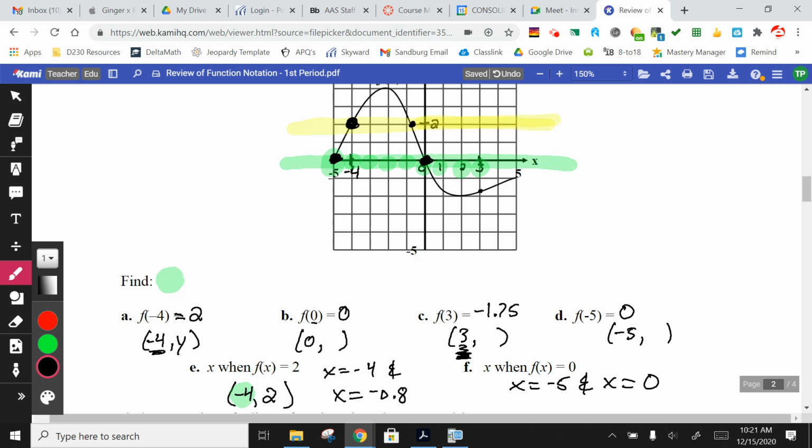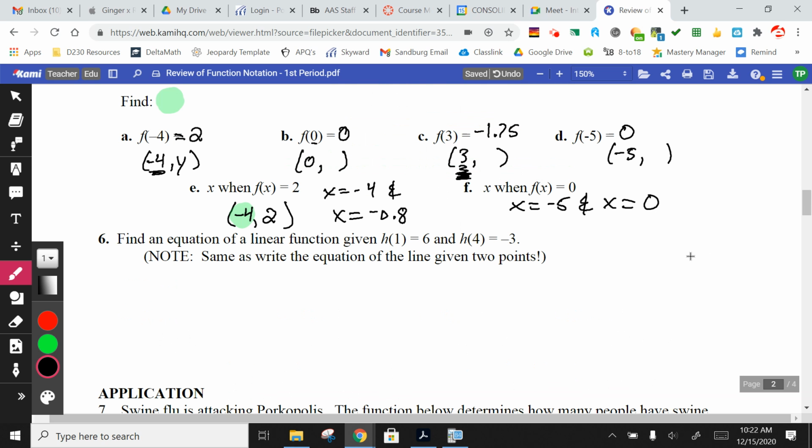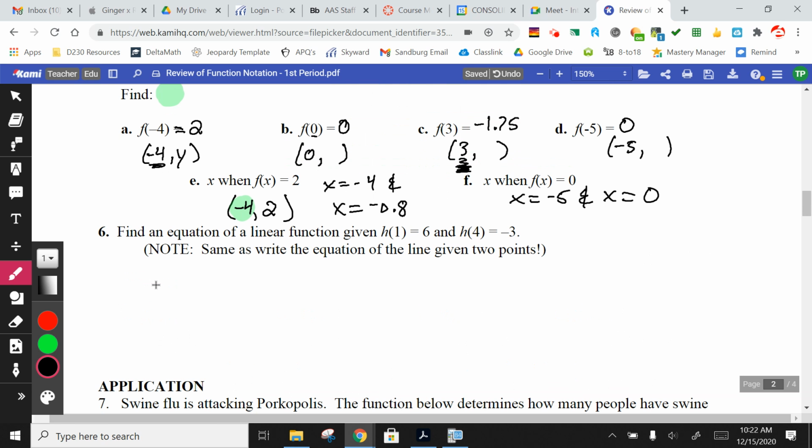Pretty important stuff. That's something long-term, looking at a graph, understanding what our function value is at what x coordinate. That's something that you are going to use quite a bit. Okay? All right, this old idea now. See if you remember how to do this.